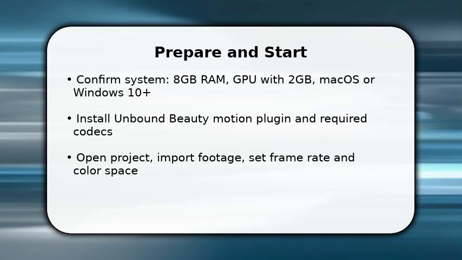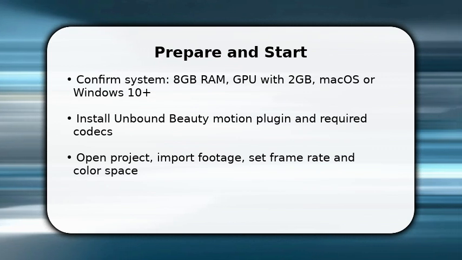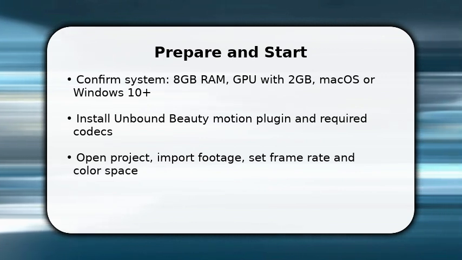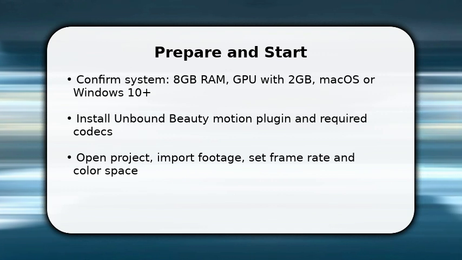You'll begin by getting the essentials done fast. Check you have 8 GB RAM and a compatible GPU, then install Unbound Beauty Motion and required codecs. Once installed, open your project and import your footage. Make sure frame rate and color space match your timeline so results remain consistent. Now add the Unbound Beauty effect to a clip, scrub to a neutral frame, and enable preview. These first steps put you directly into the creative controls, without wasting time on trivial setup.